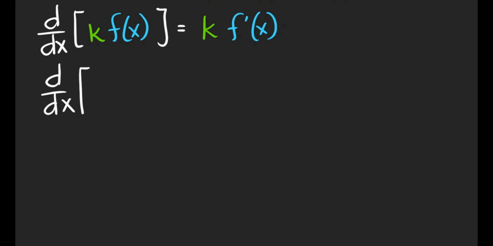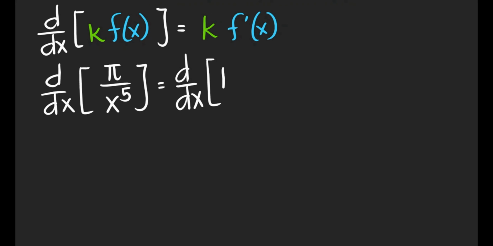What is the derivative of pi divided by x to the power 5? Go ahead and try to figure out how to solve this question. You can pause the video and play it again once you're done. First, let's separate the constant. We can write the function as pi times 1 divided by x to the power 5.